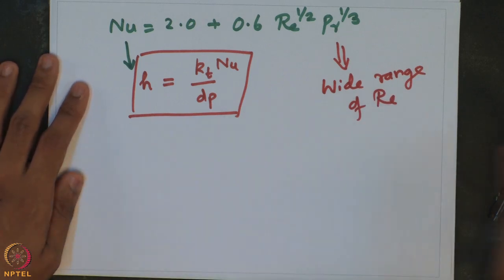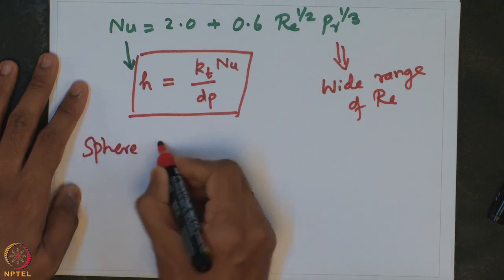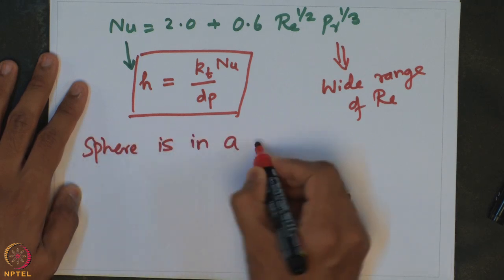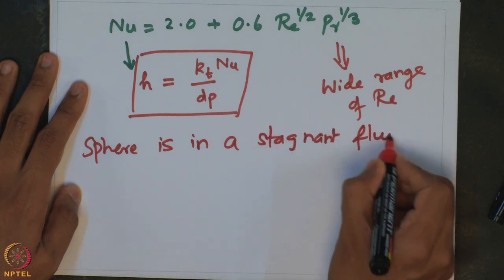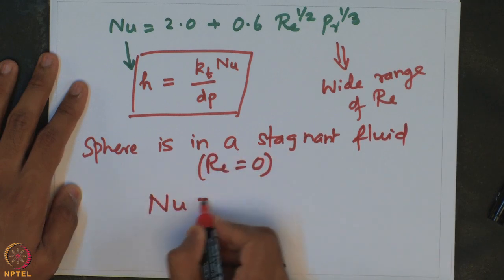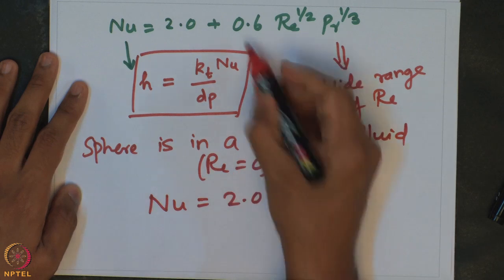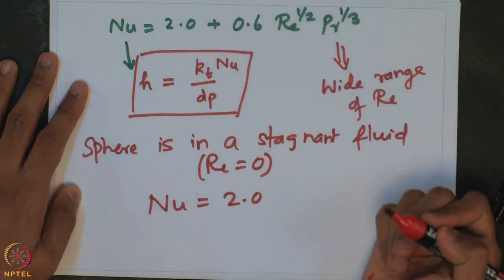If the sphere is in a stagnant fluid, that is Reynolds number is equal to 0, then Nusselt number is essentially given by 2, where the second term vanishes because Reynolds number is 0.